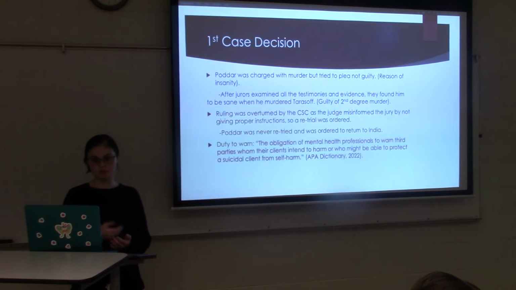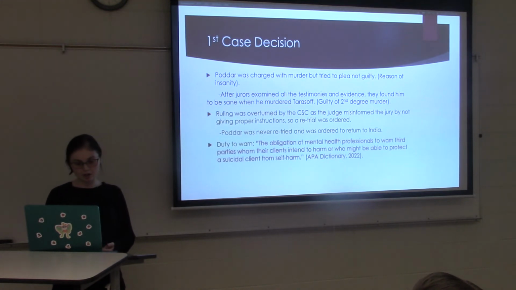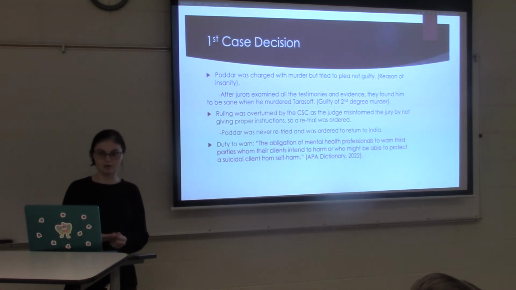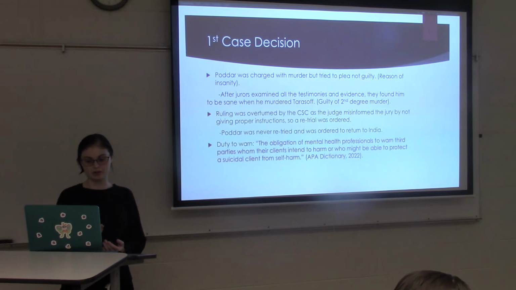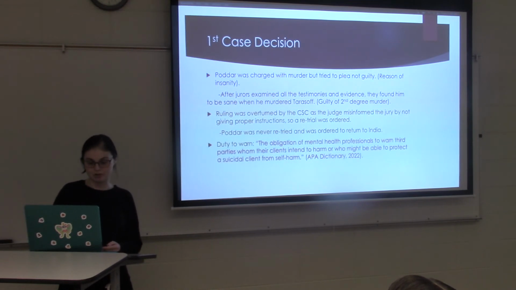Of course, he was charged with murder, but he tried to plead not guilty by reason of insanity. The jurors examined all the testimonies and evidence. They found him to be sane when he murdered TerraSoft, making him guilty of second-degree murder. However, this ruling was overturned by the California Supreme Court as the justices found the judge actually misinformed the jury by not giving proper instructions.